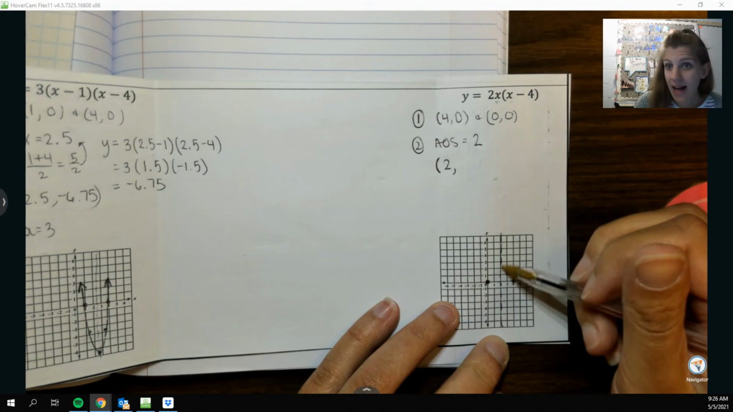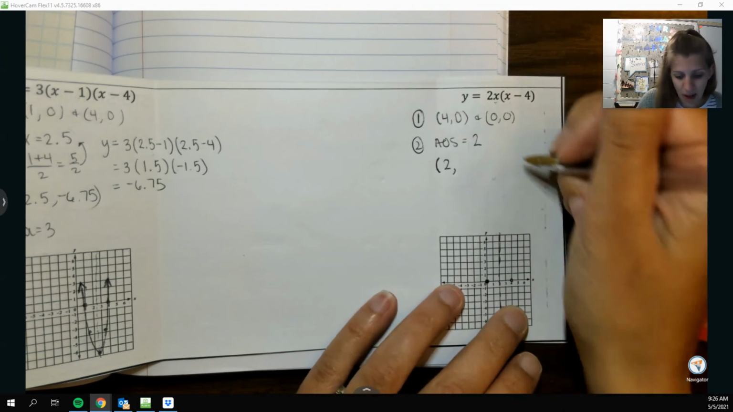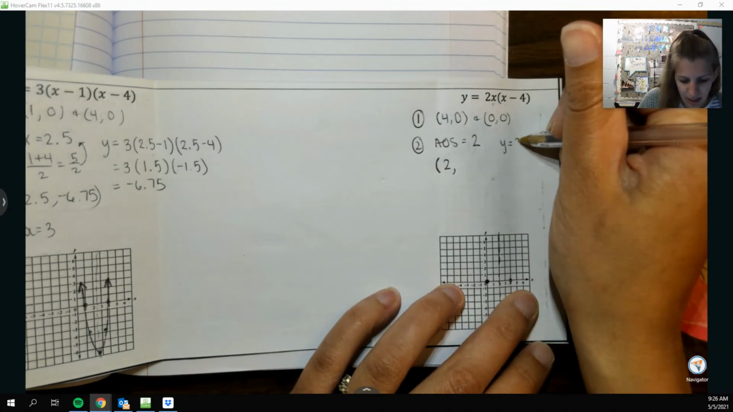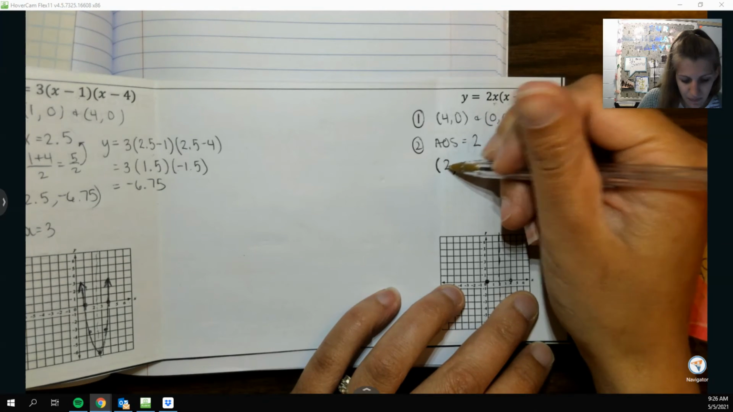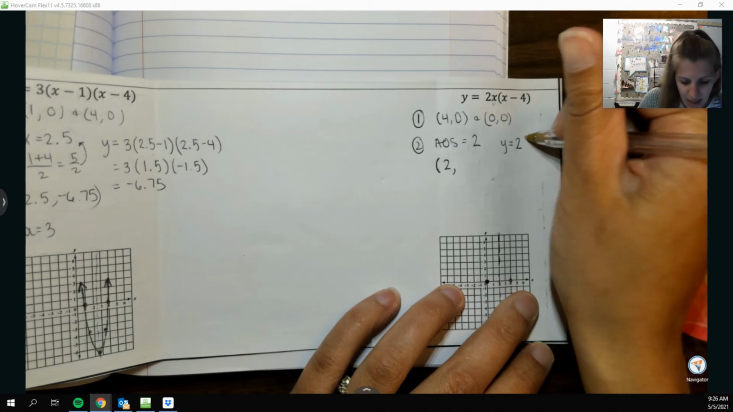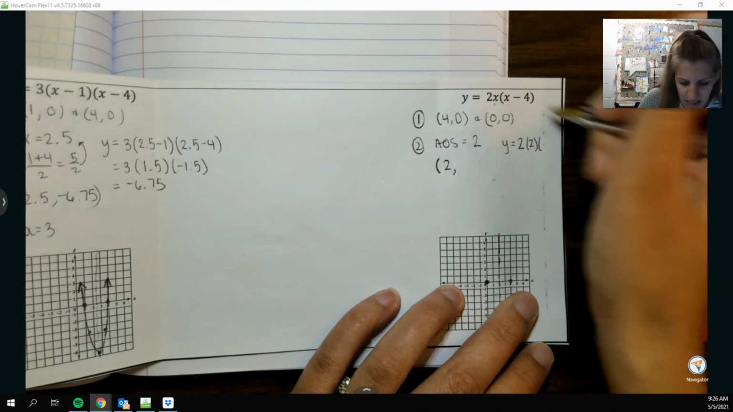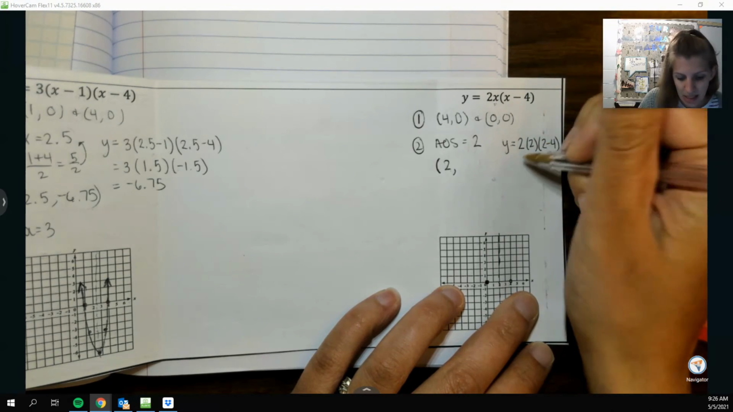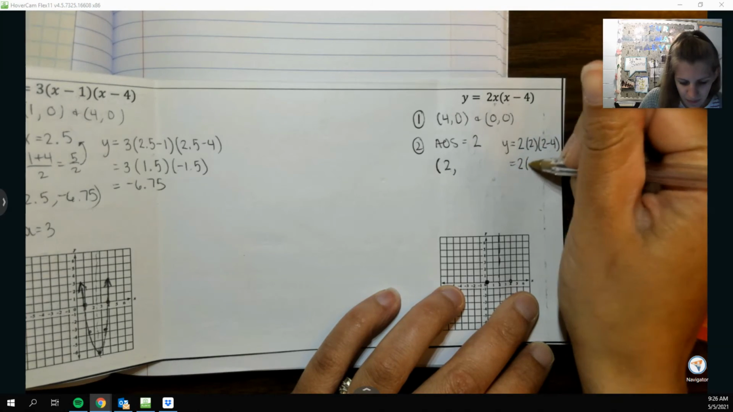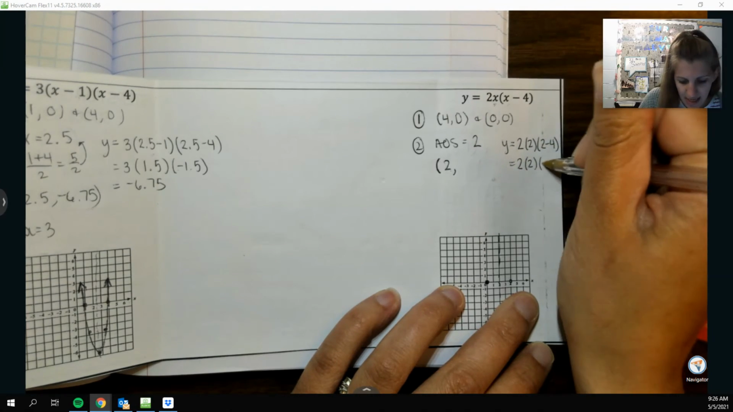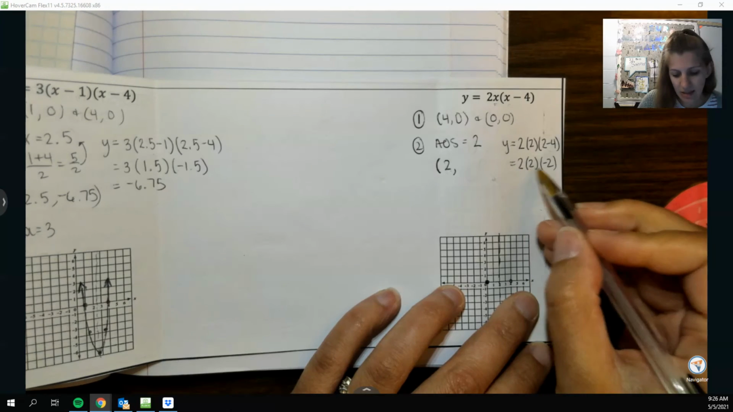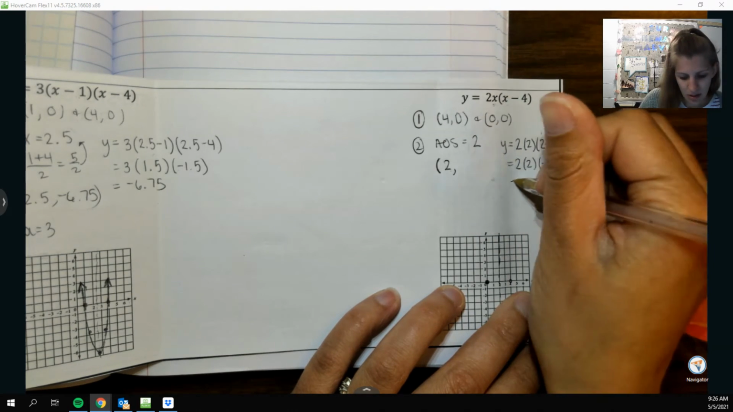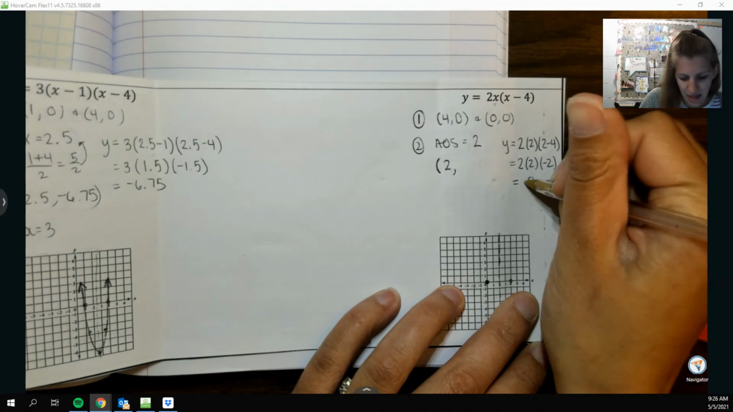So to figure out how high or how low, I need to know the y value, and I can find the y value by plugging in the 2. So in place of this x here, I put a 2, and in place of that x there, I put a 2. I want to do what's inside parentheses, and 2 minus 4 is negative 2, and then we're just multiplying all these numbers up. So 2 times 2 times 2 is 8, and I do need a negative.